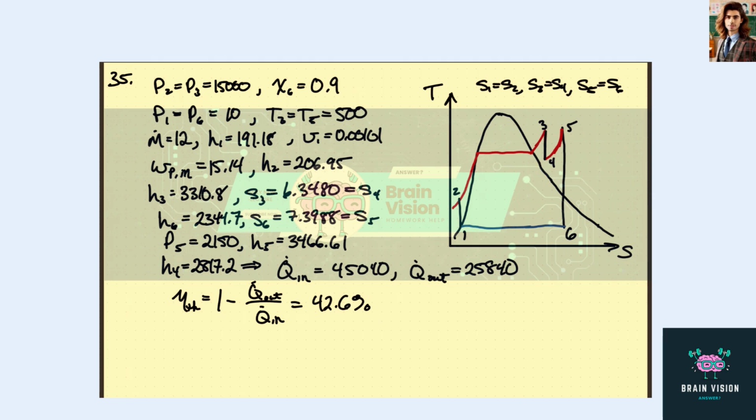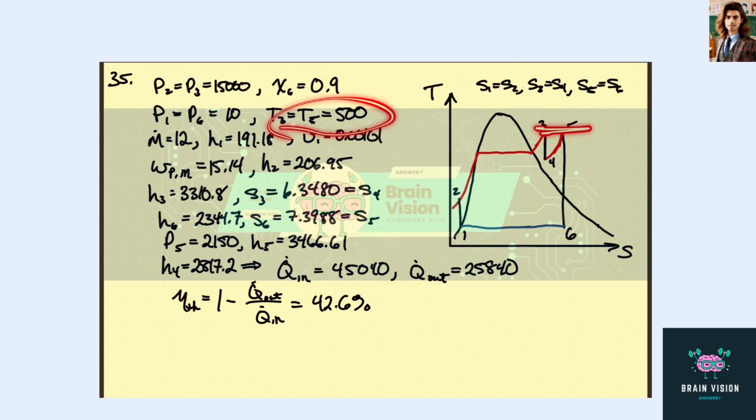10 kilopascals down here. Now we're told that the quality factor at 6 is 90%. The moisture content of the steam is not to exceed 10%, so that means we have to have at least a 90% quality factor here.